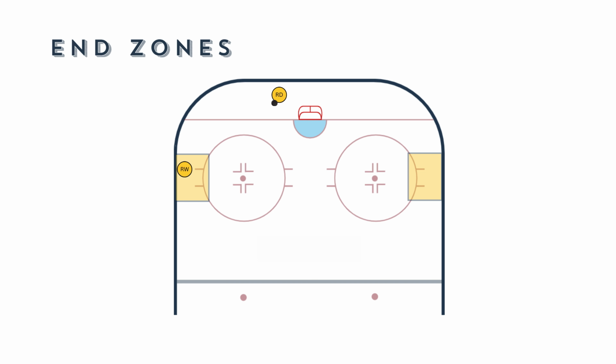Defensively, the half wall is where the forward is going to set up for a breakout. So if your defenseman gets the puck behind the net and is coming toward your side of the ice, as a winger you're going to want to be at the half wall so you can receive a pass from your defenseman.